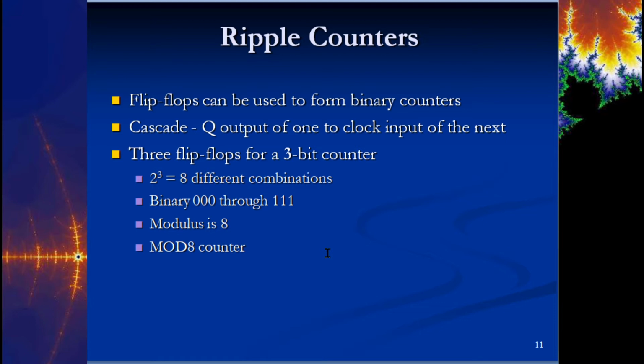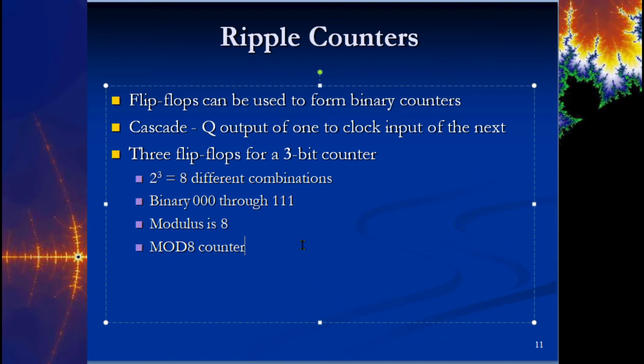And this is what I was referring to, where we cascade the Q output of one flip-flop to the clock input of the next flip-flop. So each successive flip-flop is essentially dividing that frequency by 2. So three flip-flops for a 3-bit counter. It's always this 2 to the n. However many flip-flops you have, that's how many different combinations you have.